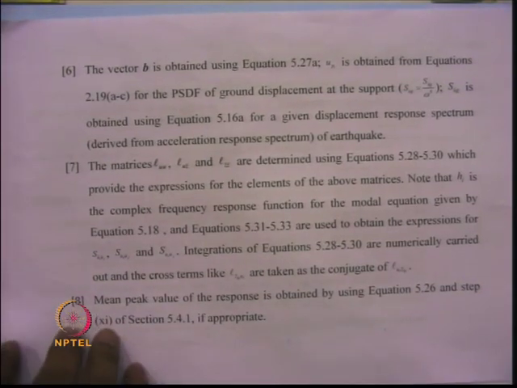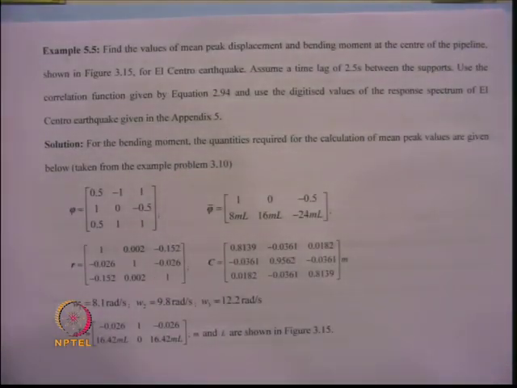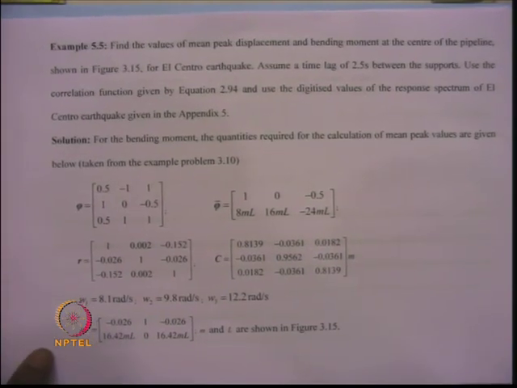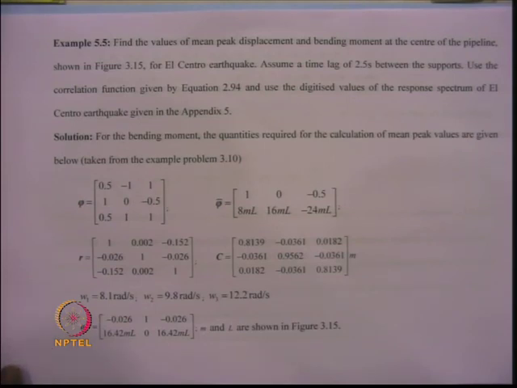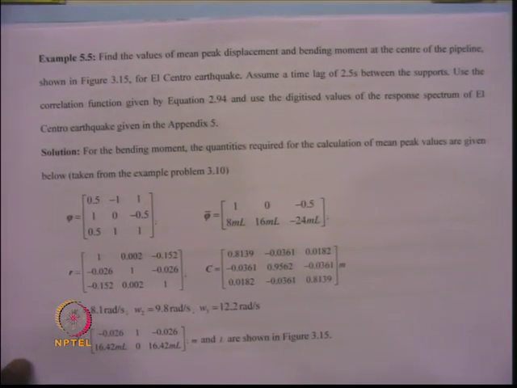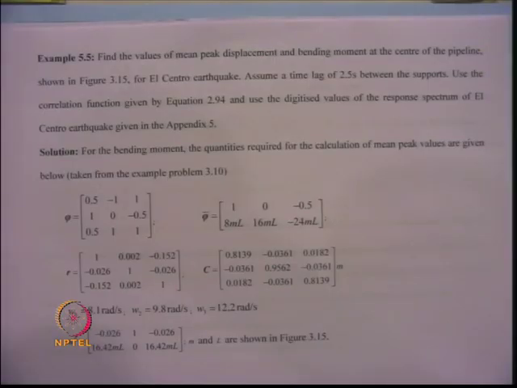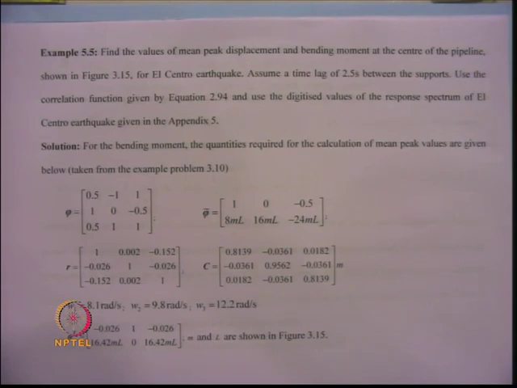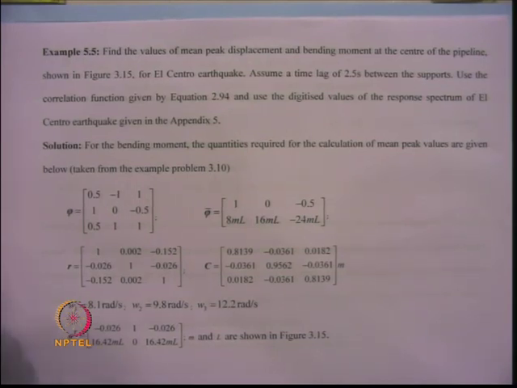So one can easily develop a program in MATLAB for finding the mean peak response for systems having multi-support excitation and subjected to a set of ground motions, which can be represented with the help of an averaged response spectrum, which can again be converted to a ground acceleration spectrum through an empirical relationship. We illustrate the method with the help of a problem.